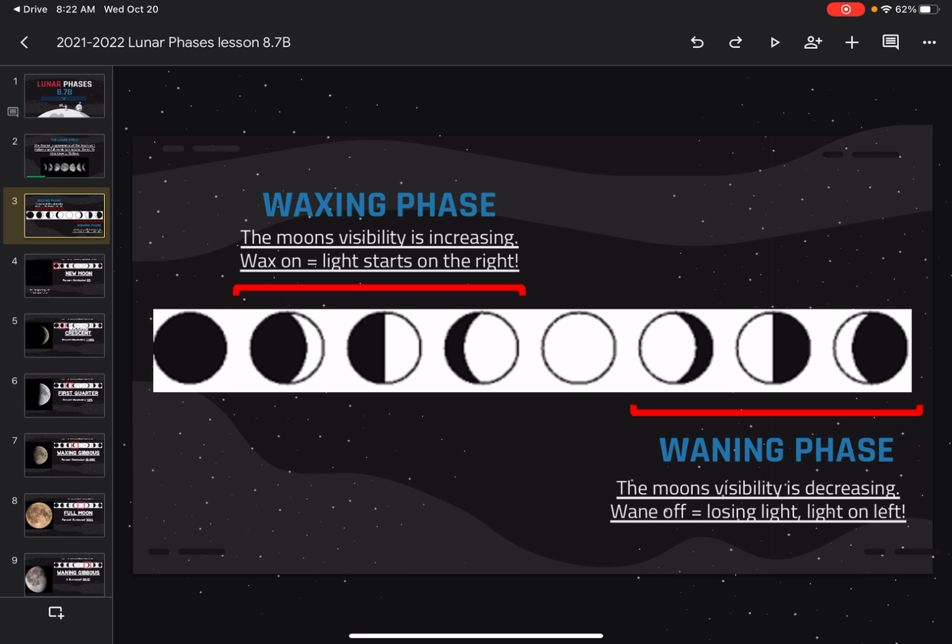So once it hits the full moon at 100% illumination, the light starts going down, and this will be on the left. So these are called waning phases. So the moon's visibility is decreasing. So it's wane off. It is losing light and the light is on the left. So wax on, wane off. Wax on starts on the right, waning off starts on the left. And you can also think of waning as whining.